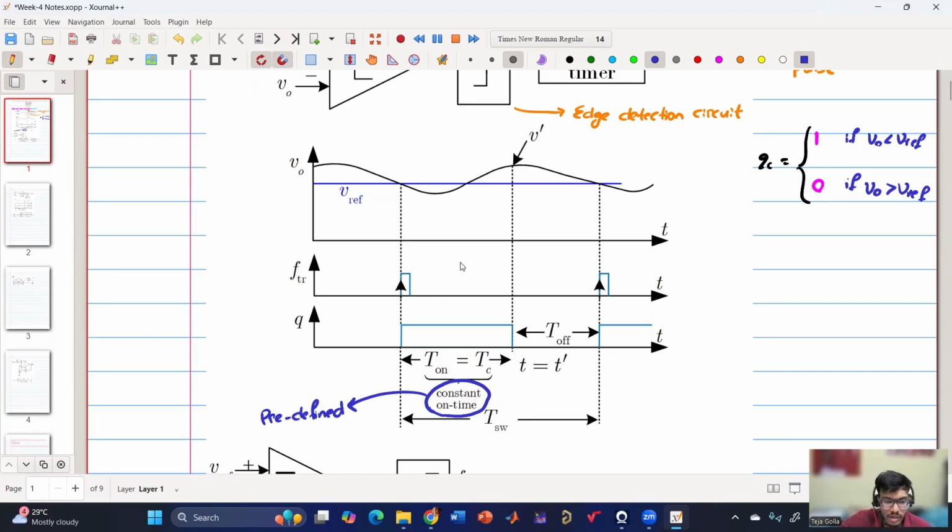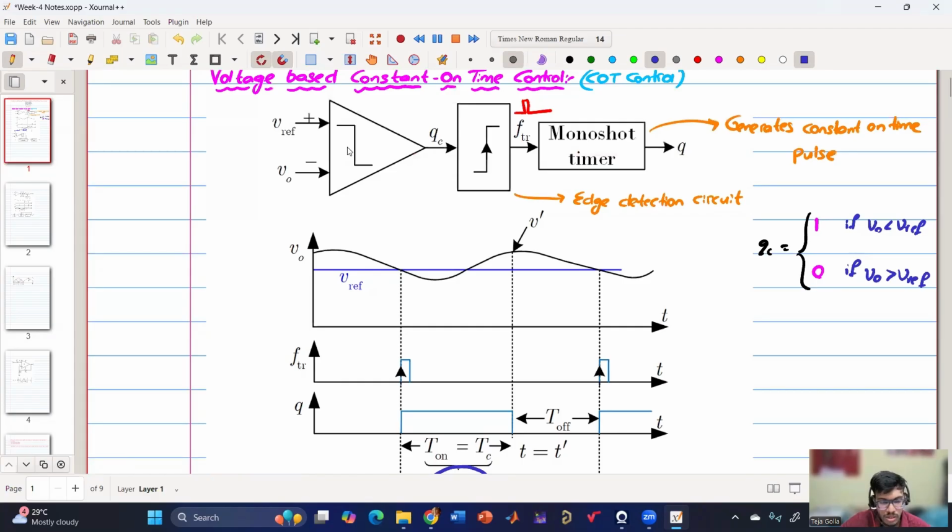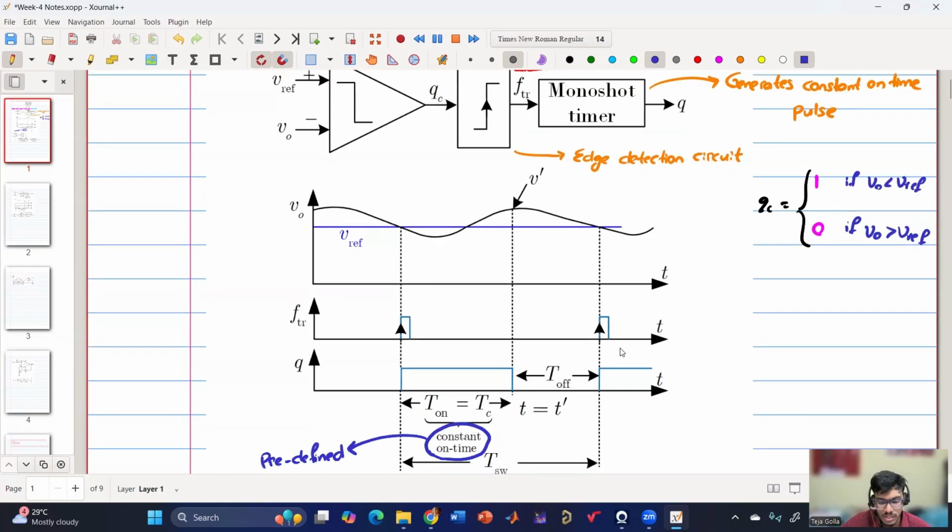Okay, so now V naught has charged and gone above. Now it is off, and here the off time is not fixed, or not predefined. Who is deciding the off time? The off time is decided by this comparator. So the gate pulse will remain off as long as V naught is above Vref. And the moment V naught comes below V reference, the on time is started again.